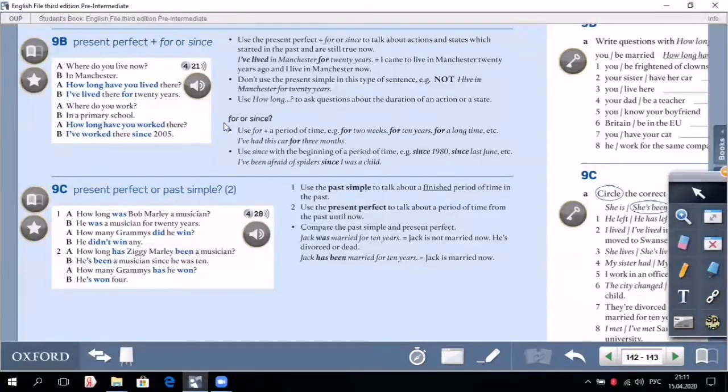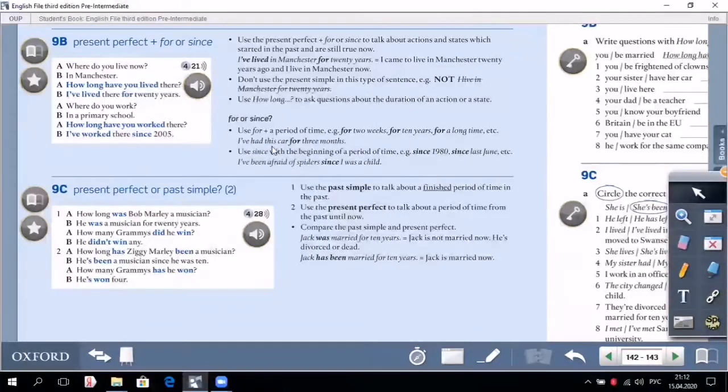And when do we use "for" and "since"? In these sentences, you see when do we use them. Now, let's listen to the theory. Use "for" plus a period of time. It's a period of time. For 2 weeks, for 10 years, for a long time.